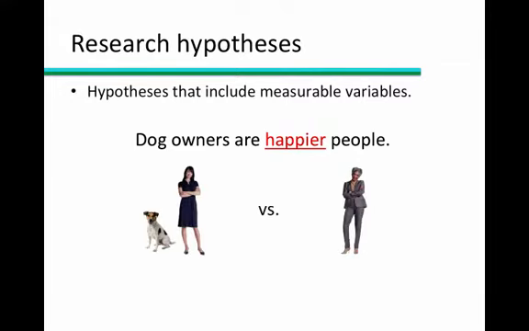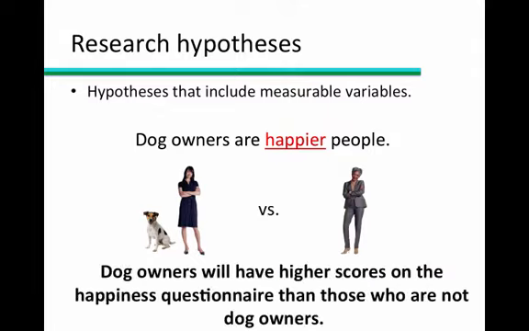Let's say we are going to compare scores on the happiness questionnaire between people who own dogs and those who do not to see which group has higher scores. We can now restate our hypothesis as dog owners will have higher scores on the happiness questionnaire than those who are not dog owners. We now have a research hypothesis.